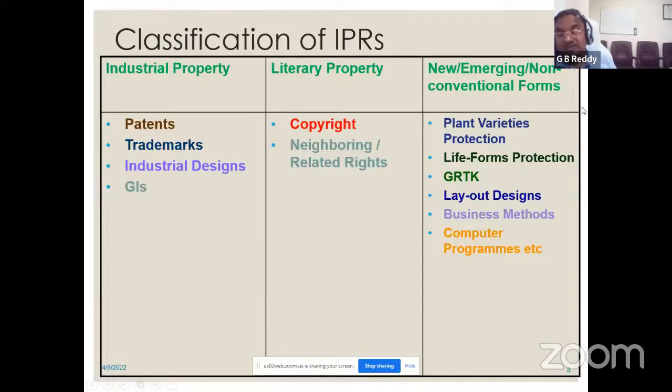In the 21st century, you come across other kinds of intellectual property. We're talking about plant varieties, I mentioned already, life forms, even microorganisms which are created in laboratory conditions. They also can be protected. Then genetic resources and traditional knowledge. This is another area which is considered intellectual property. And recently a bill has been introduced, probably in the month of April, to protect traditional knowledge. Then layout designs, I mentioned already. Business methods, nowadays they are protected as IPRs, including computer programs. This is one important area.